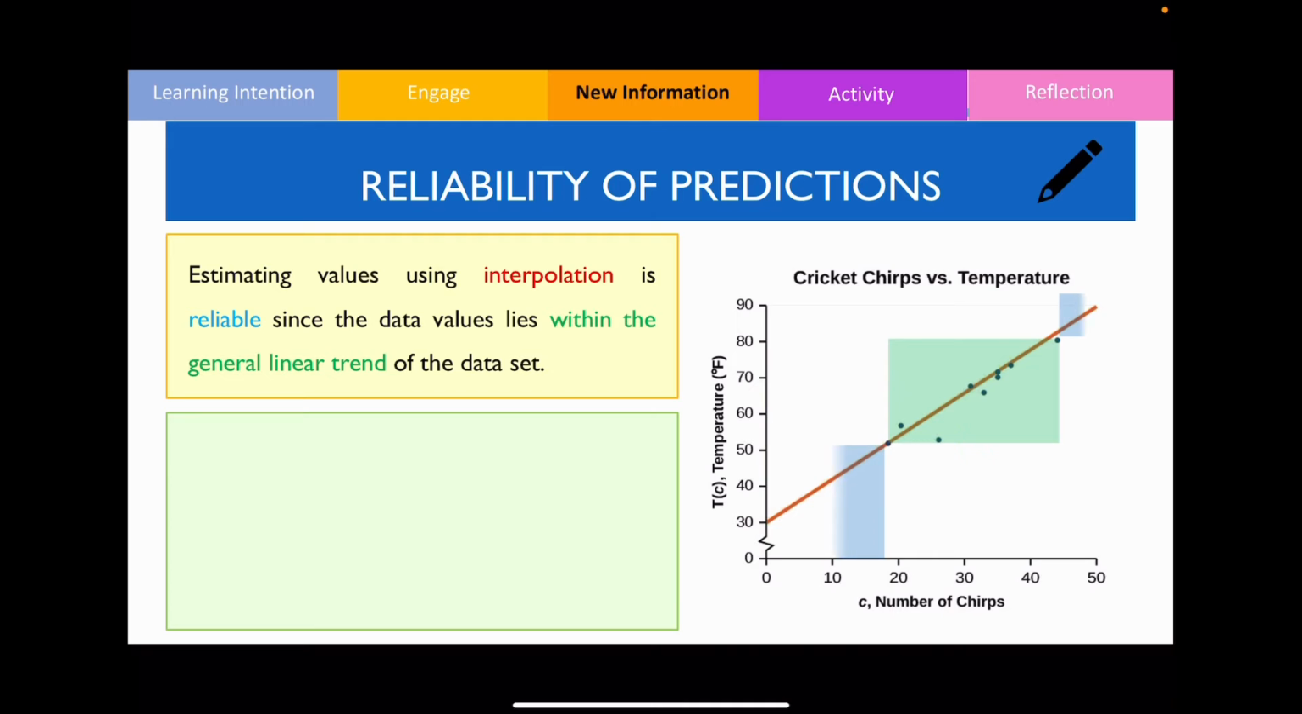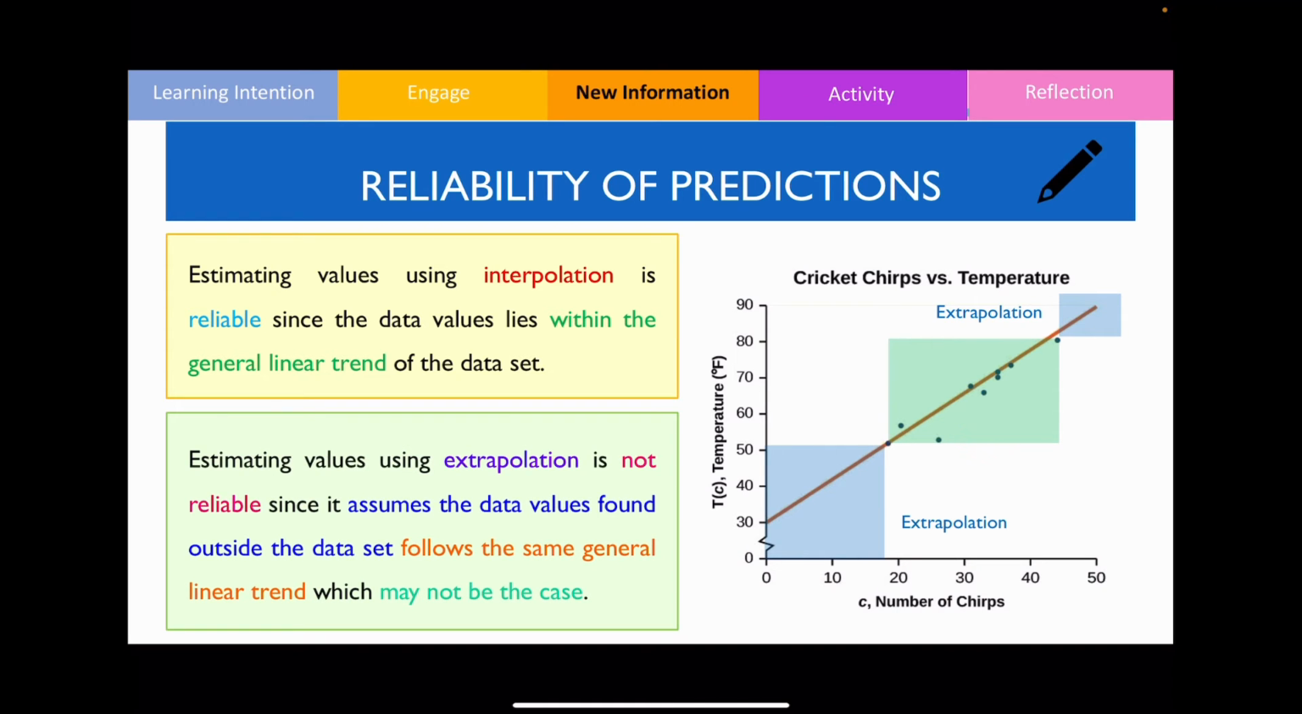In contrast, extrapolation involves estimating values that are found beyond the dataset. Compared to interpolation, extrapolation is not a reliable method because it assumes that data values found outside of the dataset also follow the same general linear trend that was found within the original dataset, which may not be the case at all. Let me use an example to demonstrate what I mean by this.